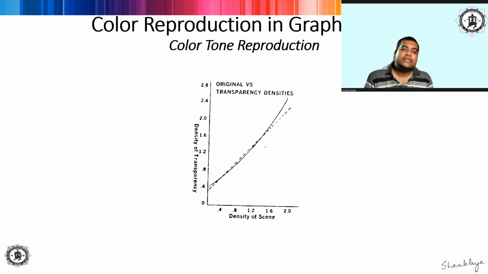Overall, as you can see over here, this should have been your ideal curve. That is, the variation in densities of the transparency should be linear and proportional with that of the scene. But ultimately, what is happening within the transparency itself, you can observe over here, is that the density range has increased. Why? Because the nature of the transparency that we are using is enhancing that density range, and it is exaggerating that density range.